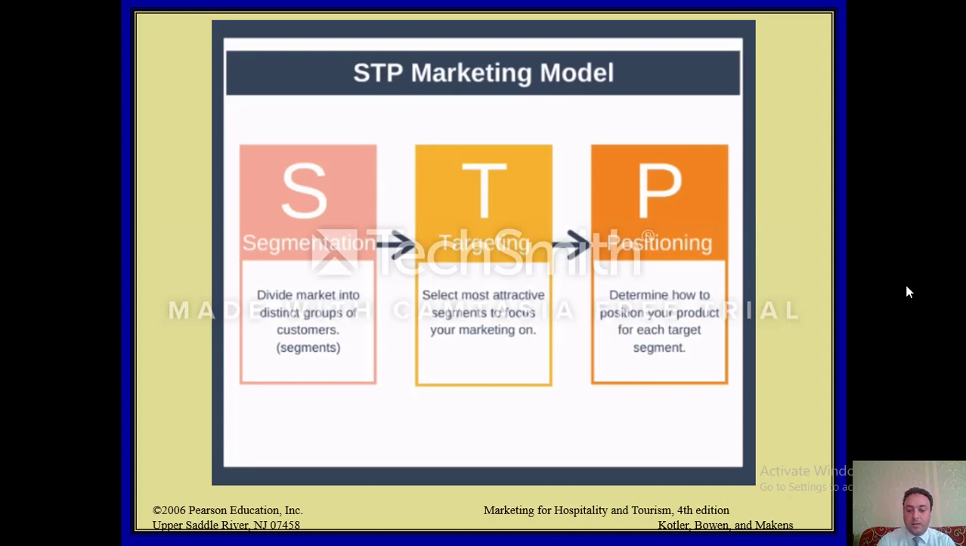So this is simply the three definitions of STP: segmentation, targeting, and positioning. We'll now study each one in detail. We'll start this lesson with segmentation, the biggest portion, and then next lesson we'll continue with targeting and positioning.